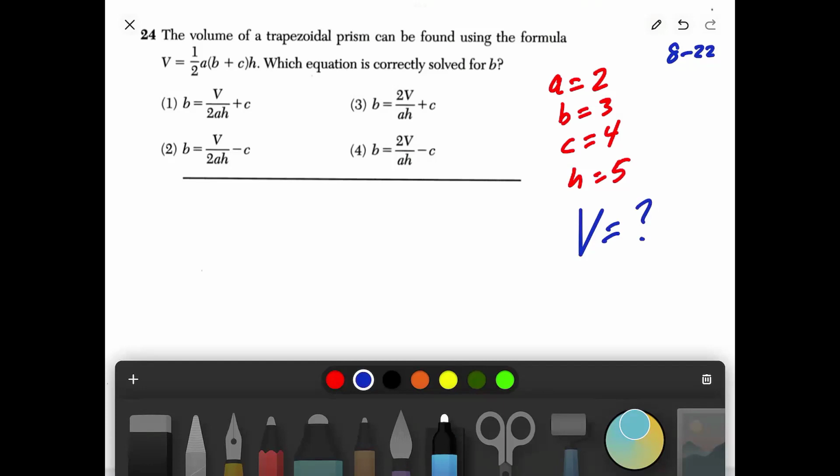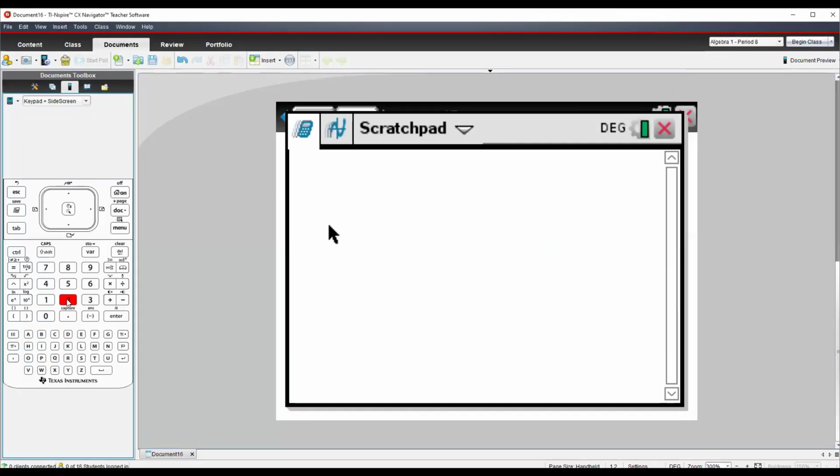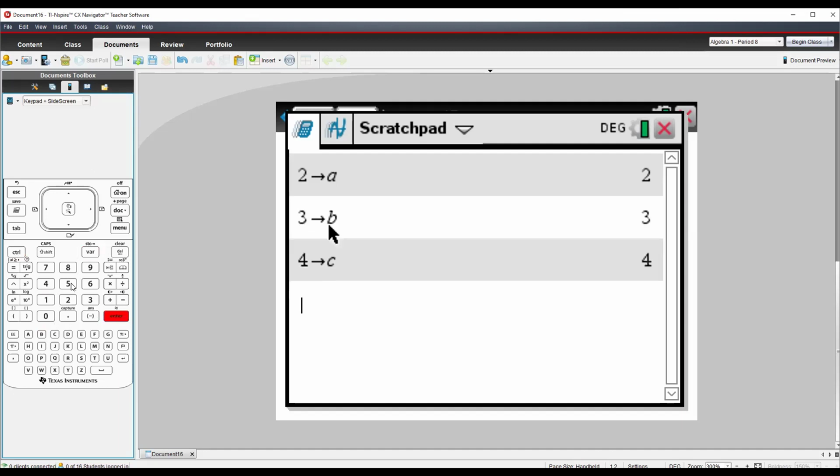And then once we get that equation equal to each other, we're just going to go through and key in each one of the answer choices until we find the one that's actually true. So let me show you exactly what I mean. Now I'm going to go to my calculator. I'm going to start by storing 2 into A, and then 3 into B, and then I'm going to take 4 and store that into C, and then 5 into H.